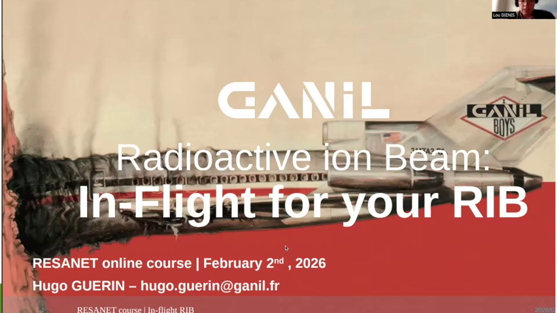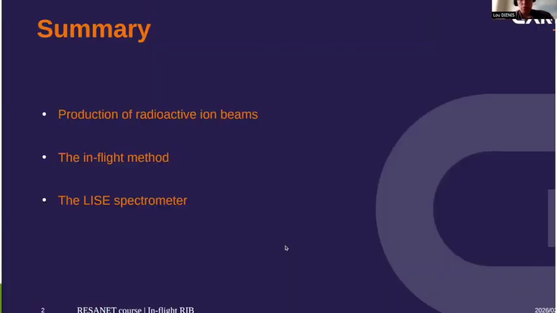So this course is about the production of radioactive ion beam with the in-flight method. Three weeks before, we had the presentation of Vincent Bosquet, which is also available on the YouTube channel. That was about the ISOL method. And so here we are seeing a second method to make radioactive ion beams. In this presentation, Hugo will present first the production of radioactive ion beams, then he will present the in-flight method, and then he will focus on the LISE spectrometer.